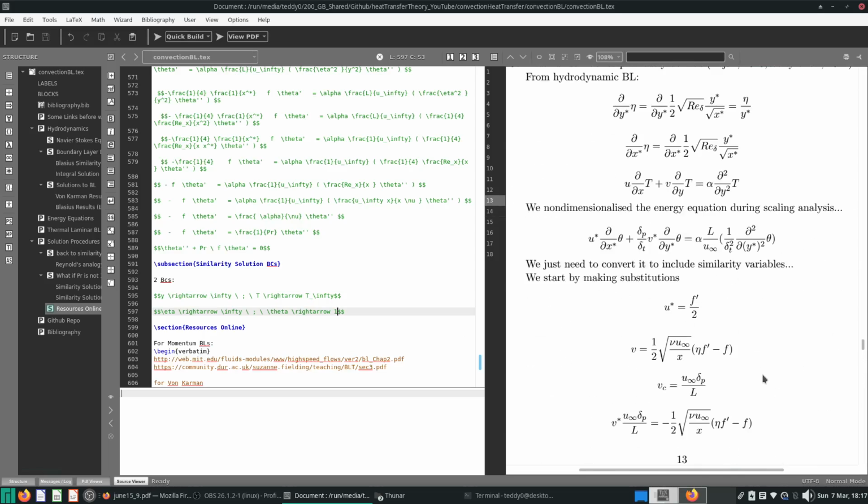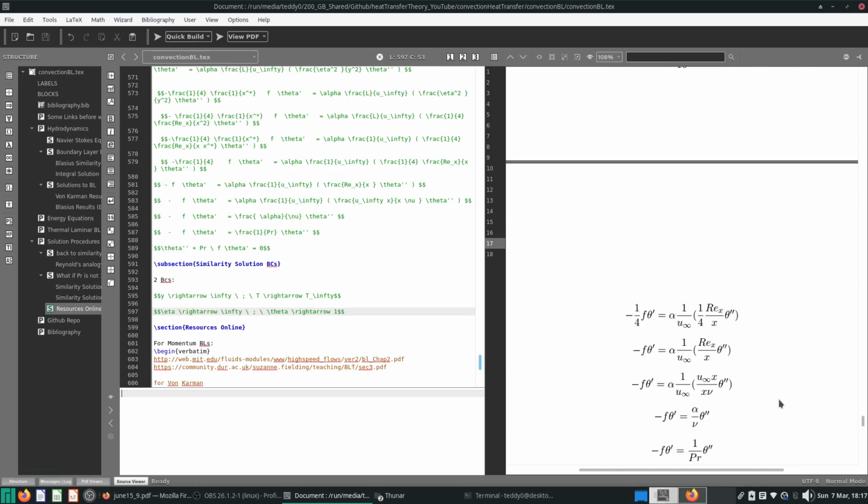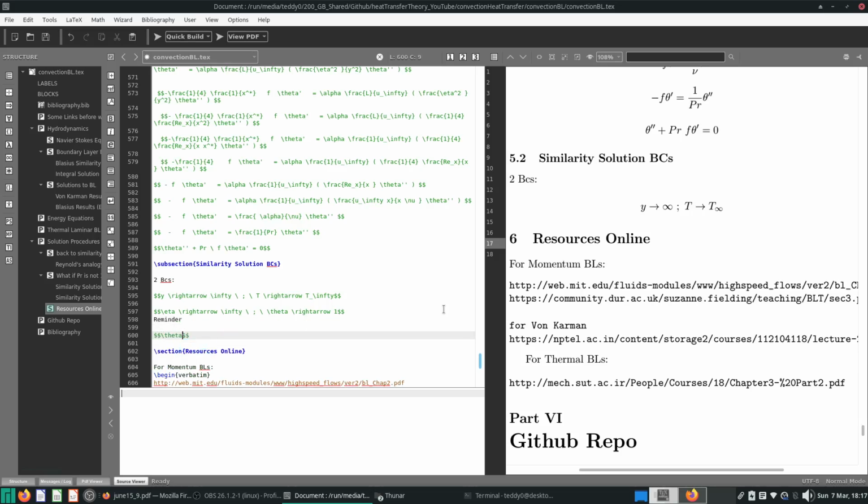Why? Because the dimensionless temperature is T minus Ts over T infinity minus Ts. So T infinity minus Ts over T infinity minus Ts, that's 1. Reminder: theta equals the fraction T minus Ts over T infinity minus Ts. If both the numerator and denominator are the same, then you just get 1, for any finite number.